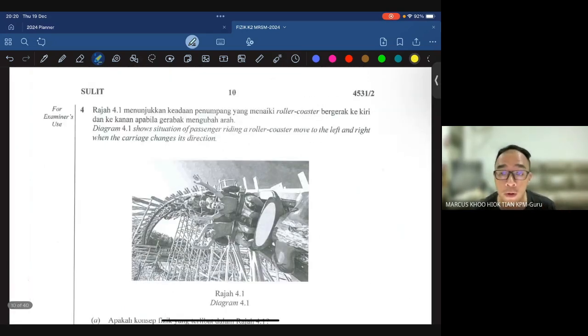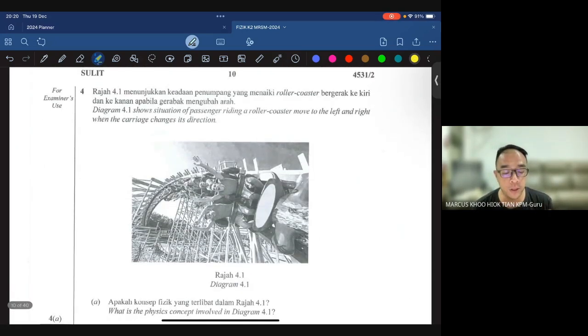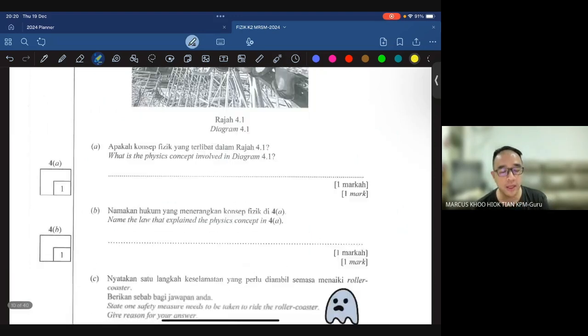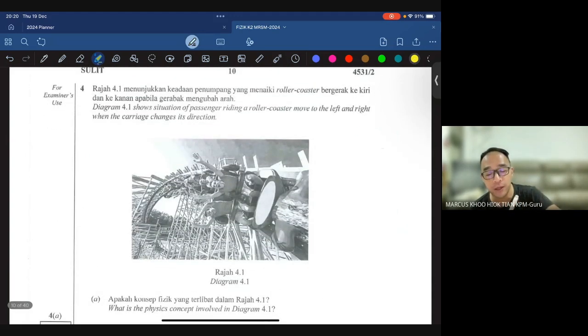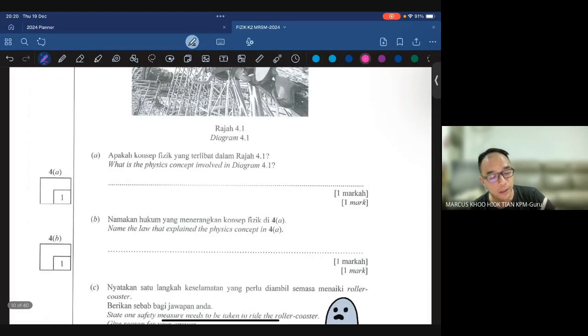All right, number 4. Diagram 4.1 shows a passenger riding a roller coaster, moving from left to right, when the carriage changes its direction. If you've ever been on a roller coaster before, do you find it fun or do you find it suffering? Anyway, the physics concept involved, because the situation says that you're moving to the left and right as it changes direction, is inertia. This is quite obvious.